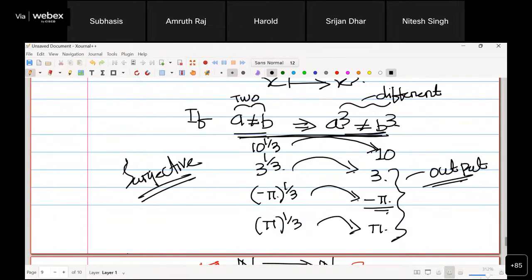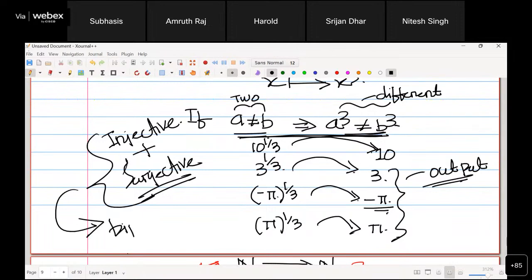There is a special name for a function which is both injective and surjective. You call it a bijective function. When a function is both injective and surjective, you call this function a bijective function. There is a special name for this.